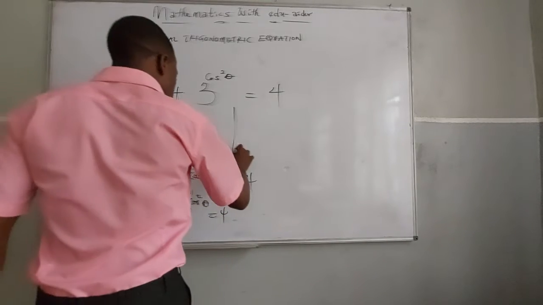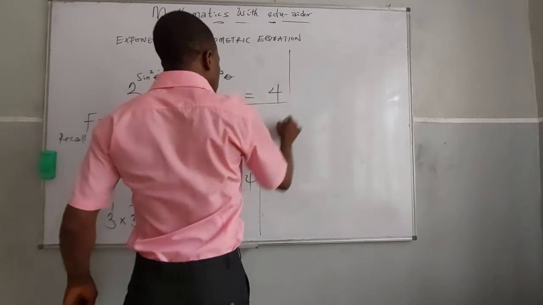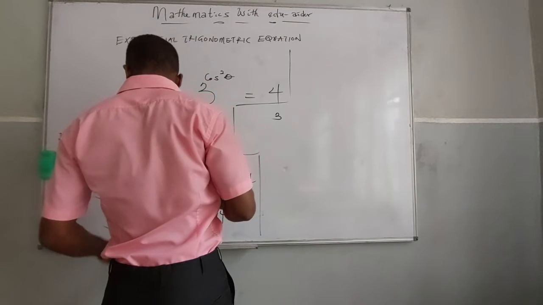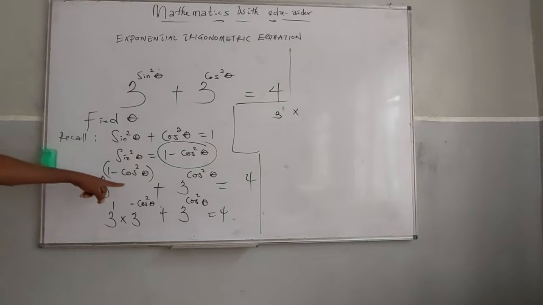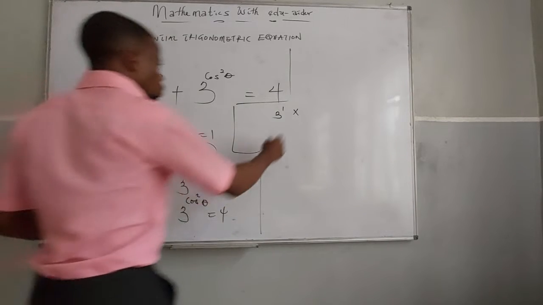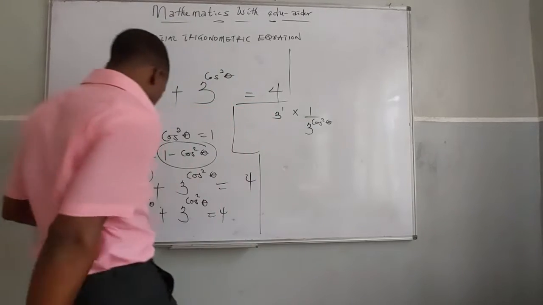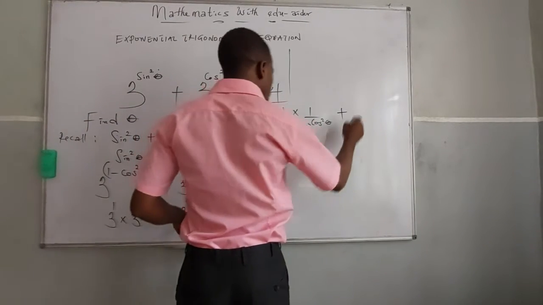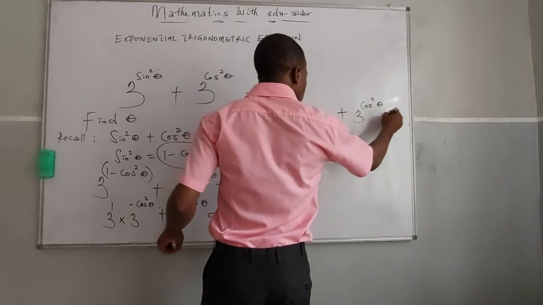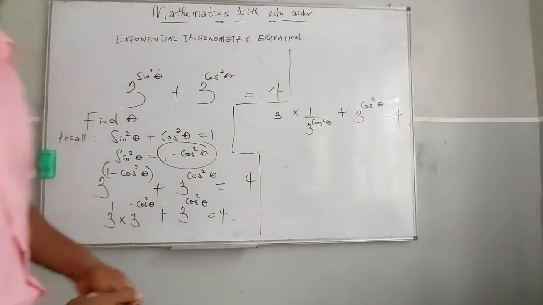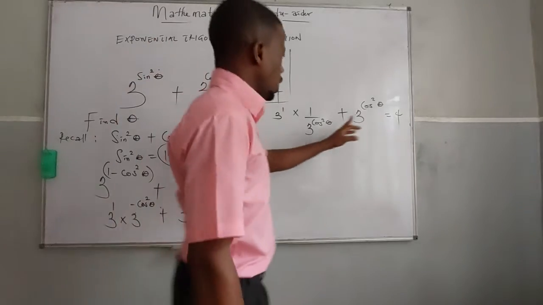Then let's continue. What can we do from here? This remains as 3 raised to the power 1. Then times a negative power, which means it will give us a reciprocal. So that means 1 upon 3 raised to the power cos squared theta. Then plus 3 raised to the power cos squared theta. Everything is equal to 4. Can you see something here? There's something that is now common. We have 3 raised to the power cos squared theta, and here we also have the same thing.